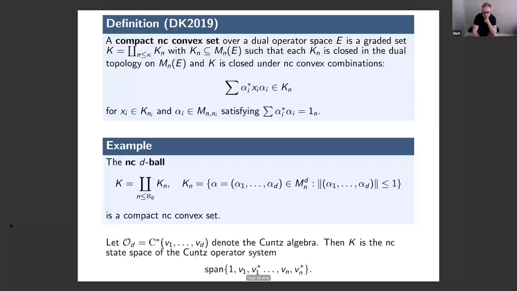And it turns out that there's actually a nice C-star algebraic description of this geometric object. If I consider the Cuntz algebra, whose generators are V_1 to V_d, and I consider the operator system spanned by 1 and the V_i's and their adjoints, then this space K that I just wrote down, this NC d-ball, turns out to be exactly the NC state space of the Cuntz operator system.